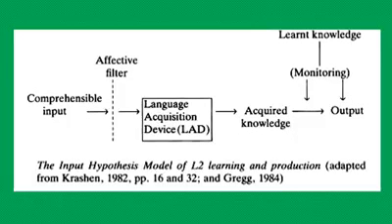Here is the diagram of the input model. Look, there is comprehensible input and the affective filter, they filter it, then the language acquisition device lets it internalize the input, then acquired knowledge, and then output. Before output there is monitoring, that is learned knowledge, what the learner knows. Then they monitor their knowledge and then do the output. This is the input hypothesis model of L2 learning and production, adapted from Krashen 1982.